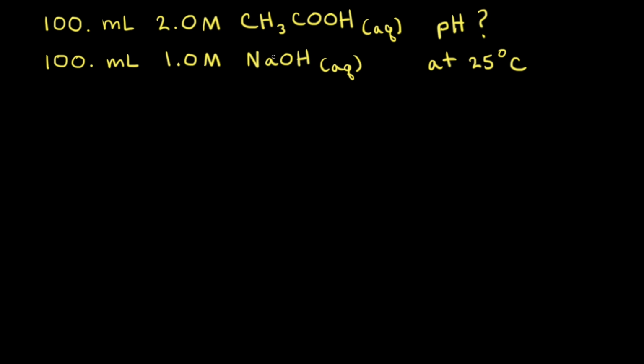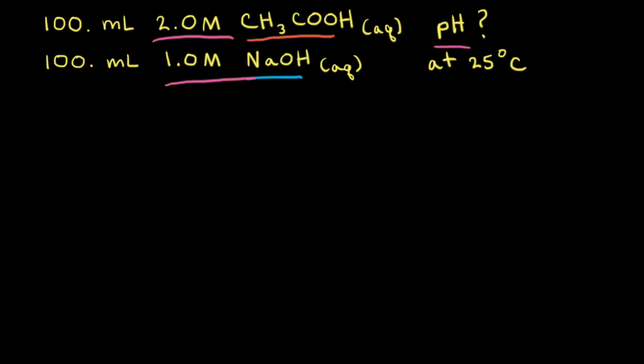Let's look at a reaction between a weak acid, acetic acid, and a strong base, sodium hydroxide. Let's say we have 100 milliliters of a 2.0 molar solution of aqueous acetic acid, and that's mixed with 100 milliliters of a 1.0 molar solution of aqueous sodium hydroxide. Our goal is to find the pH of the resulting solution at 25 degrees Celsius.